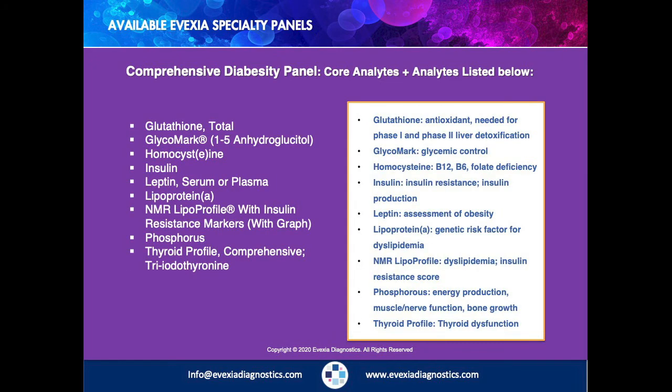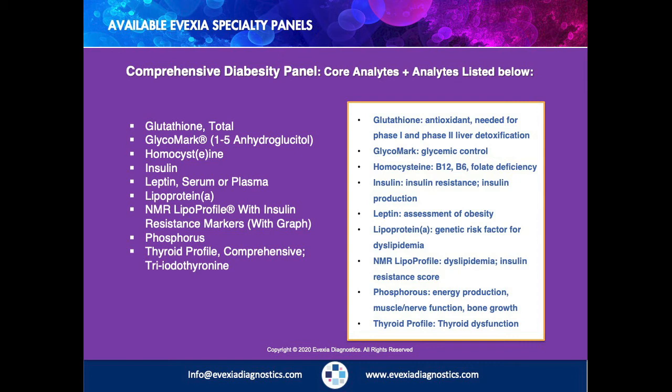And speaking of glutathione, total glutathione is included in the diabetes panel as well. And as you know, glutathione has an antioxidant role. It's a cofactor for many enzymes. It regenerates vitamin E and vitamin C, and also is a part of phase 1 and phase 2 detoxification. This panel also includes the glycomark, which I mentioned earlier. And the glycomark is going to be helpful looking at glucose monitoring and management for a 1 to 2 week period.